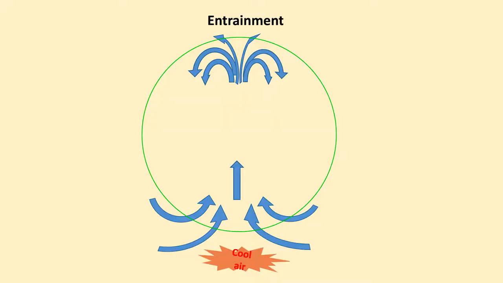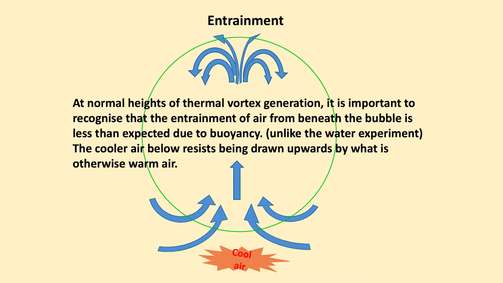Entrainment. Entrainment is simply the mixing of air, of humid air to dry air and warm air to cool air. At normal heights of thermal vortex generation, it is important to recognise that the entrainment of air from beneath the bubble is less than expected due to buoyancy, unlike the water experiment. The cooler air below resists being drawn upwards by what is otherwise warm air or humid air.